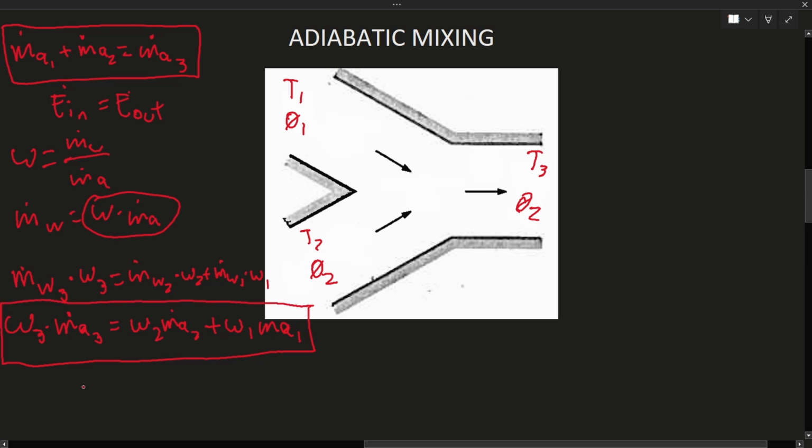That's your second rule. Your third rule is this exact same principle. ma1 times the enthalpy plus ma2 times the enthalpy is equal to the final enthalpy.